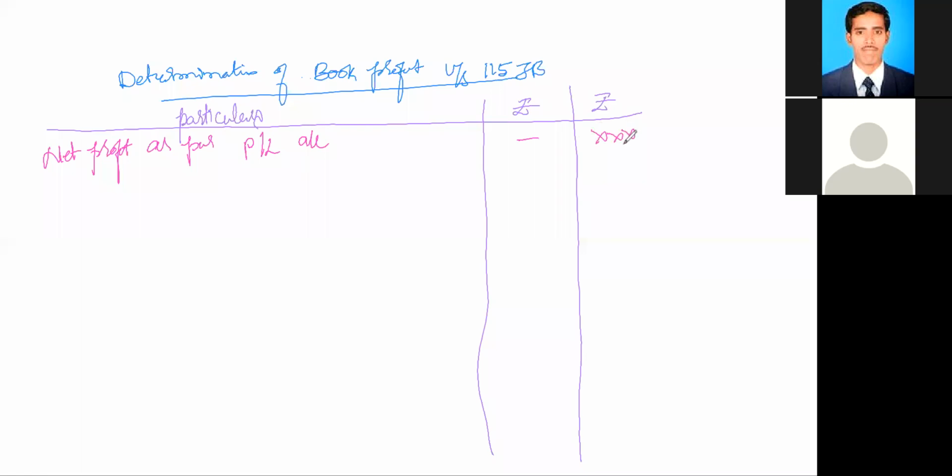First, we need to take the net profit as per the P&L account. By taking this net profit, we need to add certain items. Which items need to be added? That is all the positive adjustments.